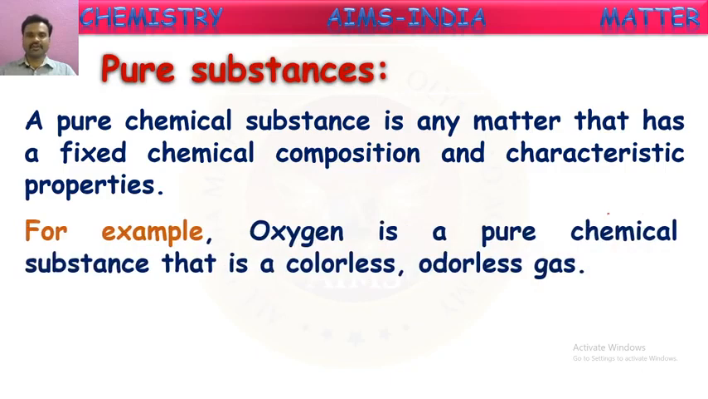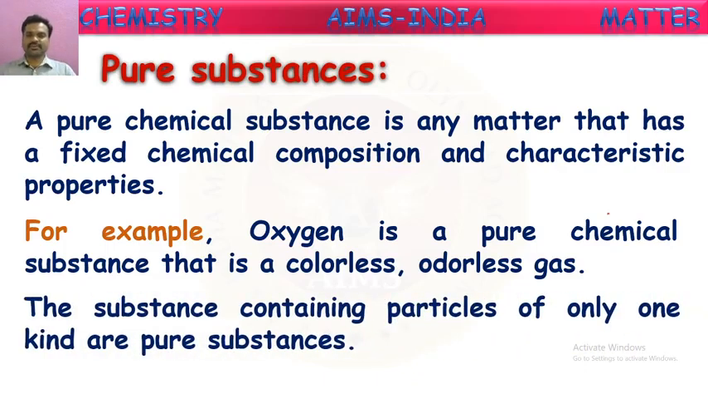For example, oxygen is a pure chemical substance. It is a colorless and odorless gas, because it is made up of only one kind of molecule. They are O2 molecules, oxygen molecules. So it is a pure substance, and it has characteristic properties: it is colorless, odorless, and even a supporter of combustion. These are peculiar properties, unique to oxygen gas because it is made up of only one kind of particle. Hence, it is a pure substance.